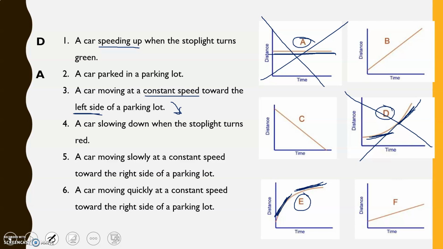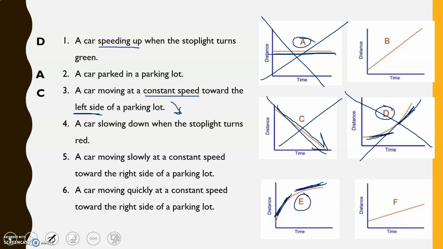So take a look at our graphs. Make a guess as to which graph matches this scenario. Okay, I'm hoping that you pick C. C is the only one with a negative slope. So C is our correct answer here. It has a nice straight line, and it is a negative slope. So C we can cross out.